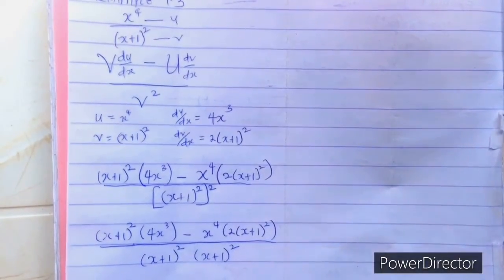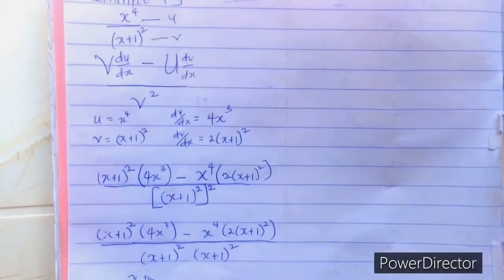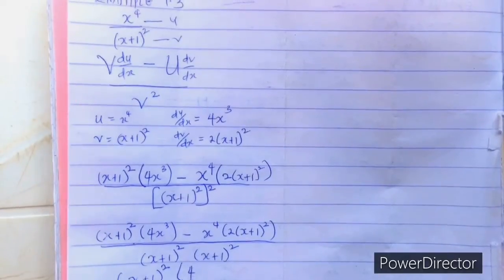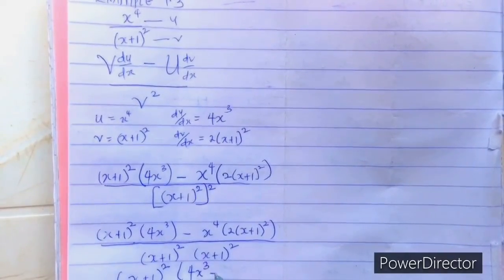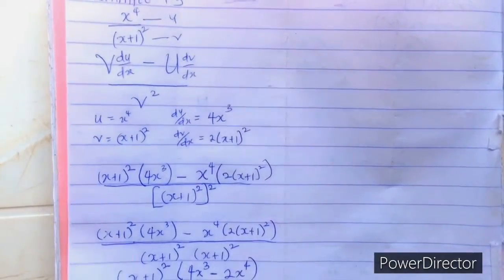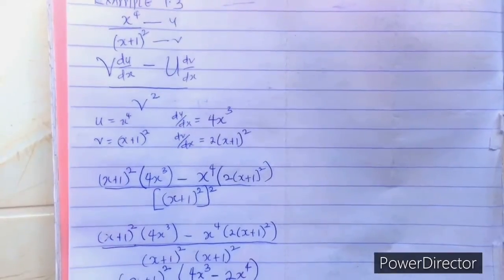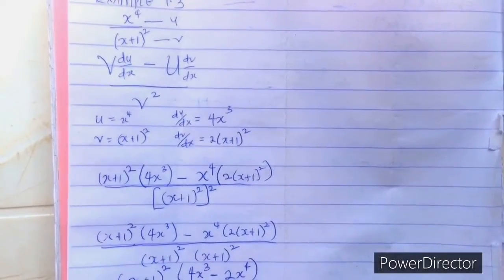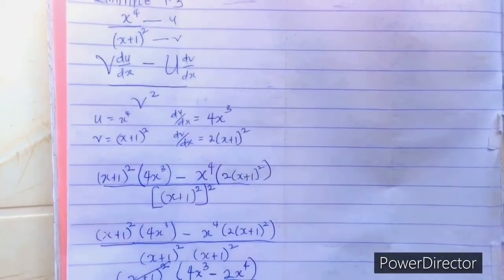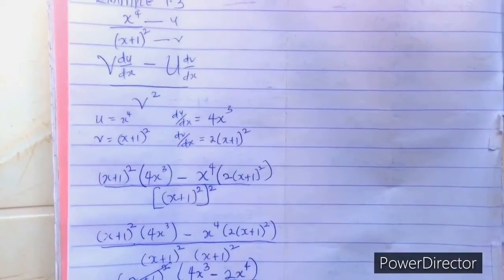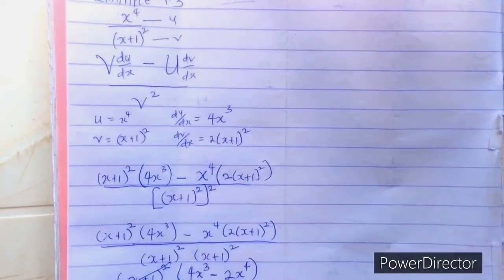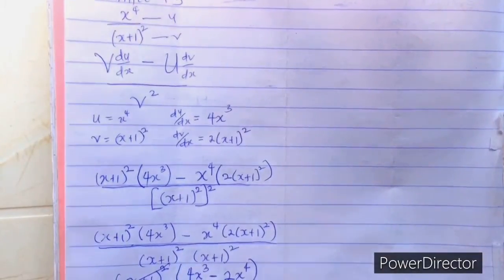we also have (x + 1)^2 here. And what is that just trying to say? We can simply say that (x + 1)^2 [4x^3 - 2x^4] all over (x + 1)^2 (x + 1)^2. This therefore cancels this, and we now have (4x^3 - 2x^4) all over (x + 1)^2. That is all on that.